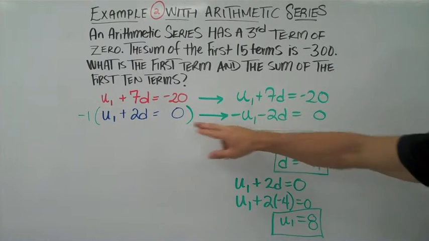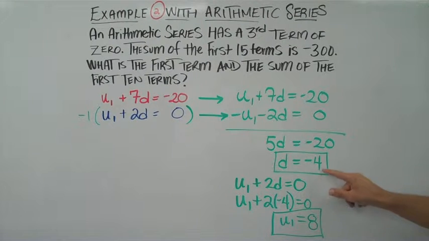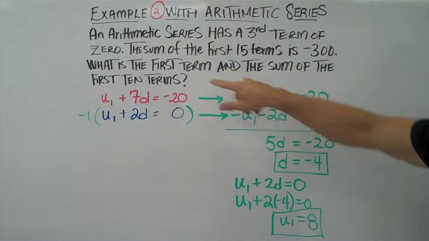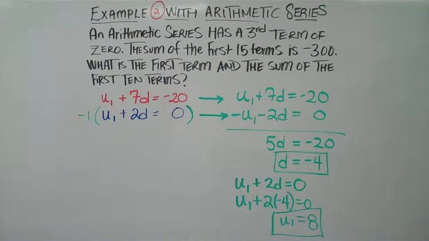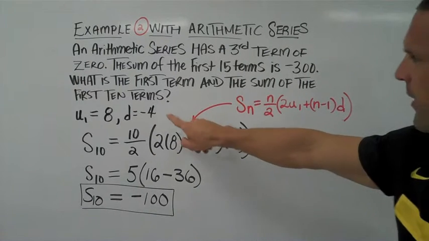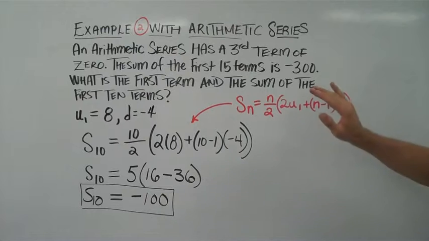I think this equation is a little easier to work with, so I just wrote u1 plus 2d equals 0 again. I substituted for d, and I found u1 equals 8. I've answered half of my question. It said find the first term, which is 8. Now all I have to do is find the sum of the first 10 terms. We just found out that u1 is 8, and we found that our d was negative 4. So now we're ready to answer the second part of this question.